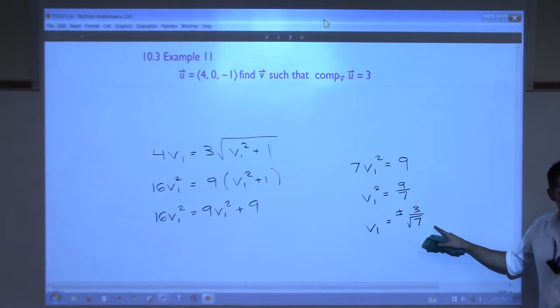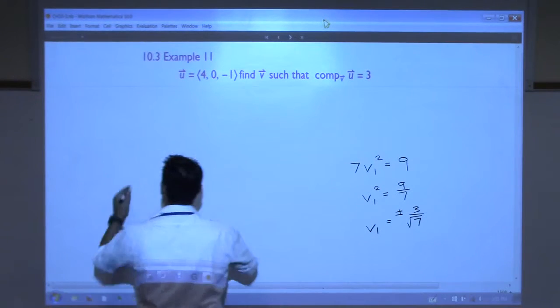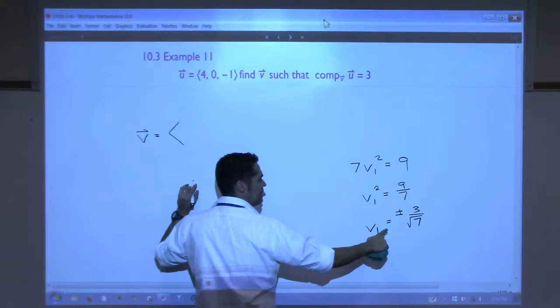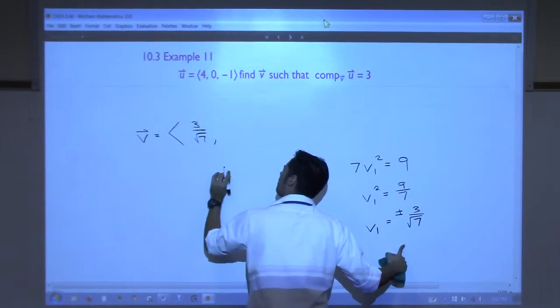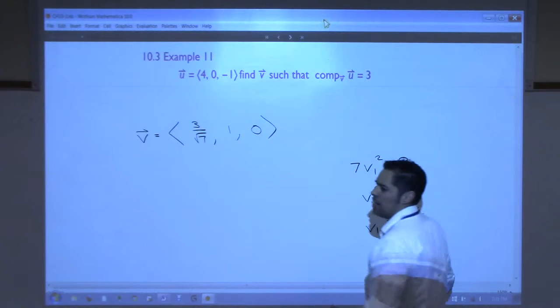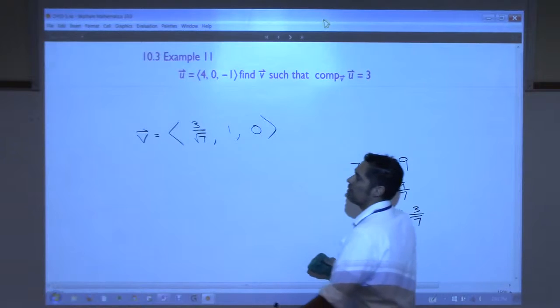Understand this? So here's what I think V should be. I think V should be the vector: my V1, I'm going to pick the positive, 3 over root 7; V2 was 1, and my V3 was 0. I think that if you project U onto that vector, it will have a length of 3. Do you feel like checking? I do. Okay, let's project it.